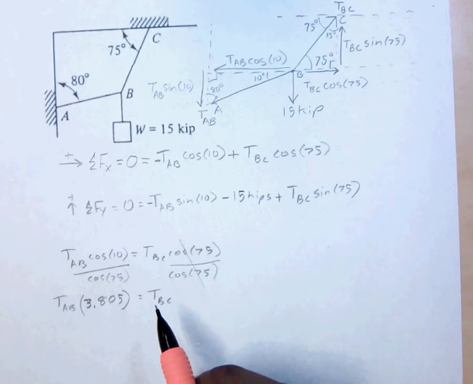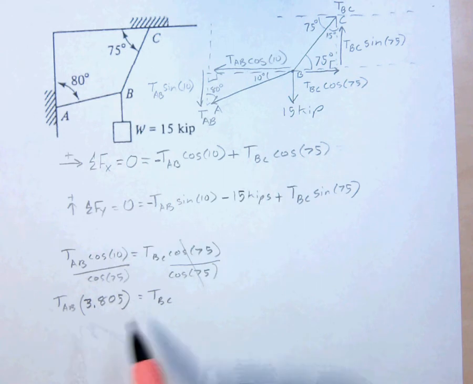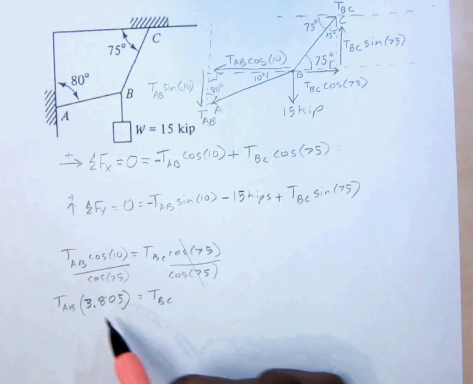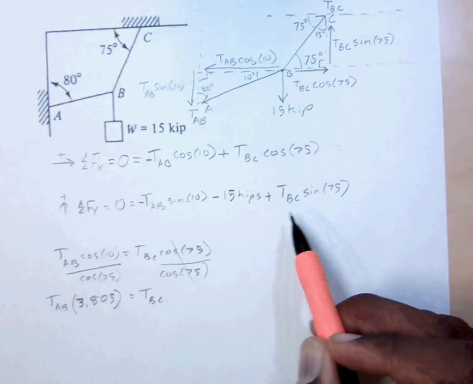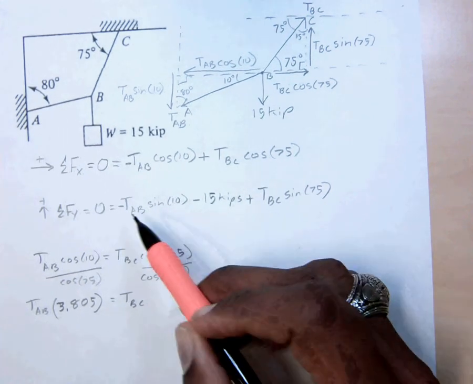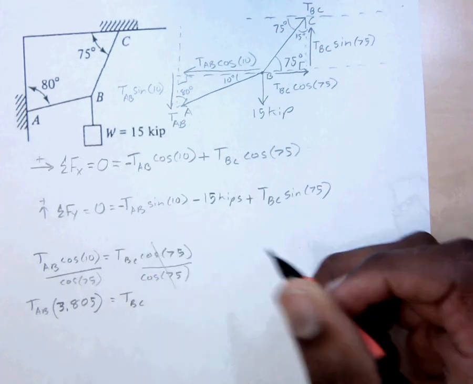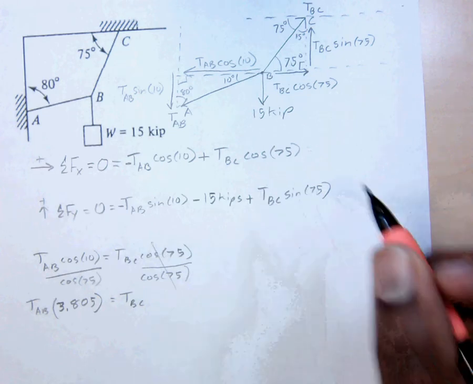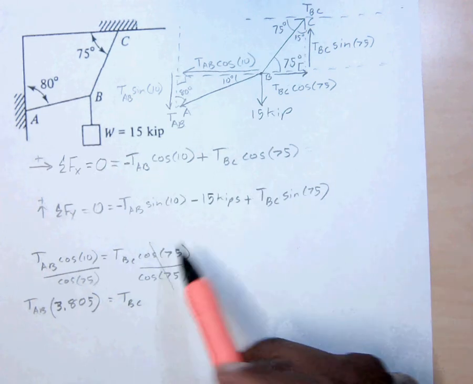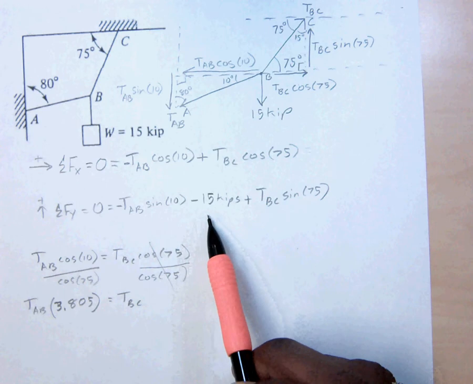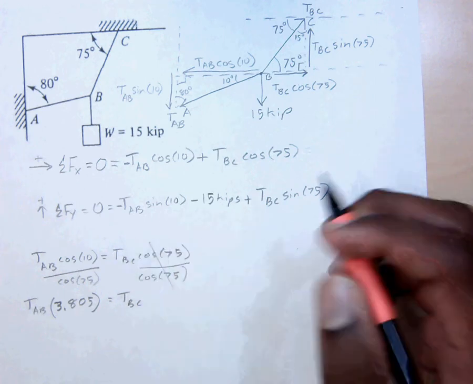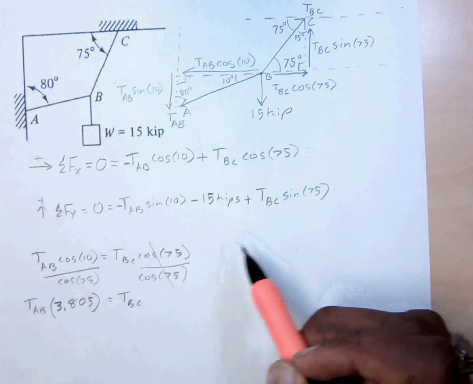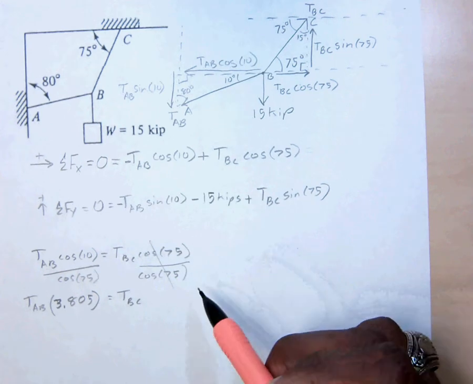So now I have one variable solved for. Tension in BC equals the tension in AB times 3.805. What I'm going to do from here is take this value and substitute it into this equation. Actually, to make this a little bit easier, I'm going to start out with this second equation, and I'm going to move things around a little bit to make it easier for us to substitute in.